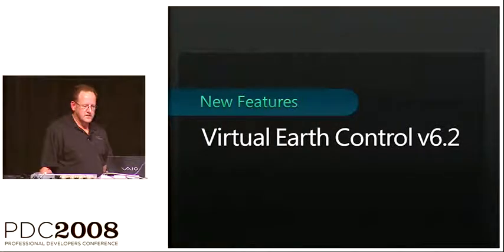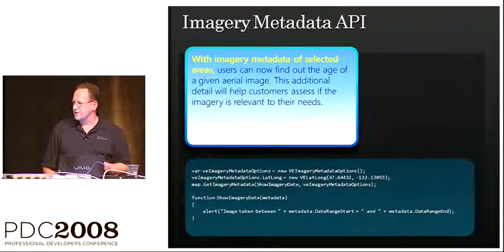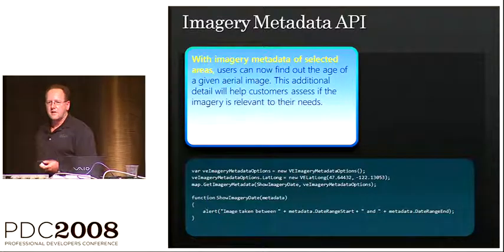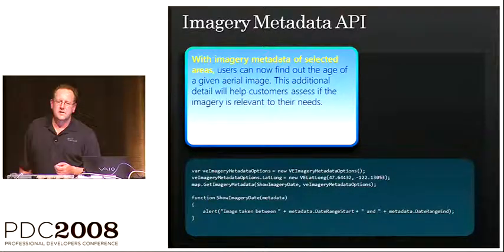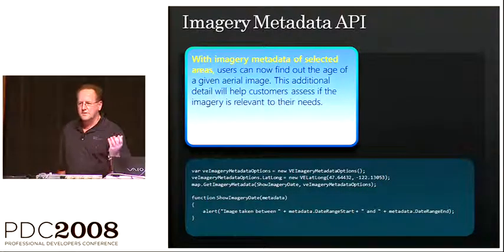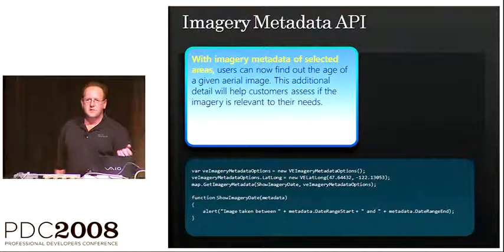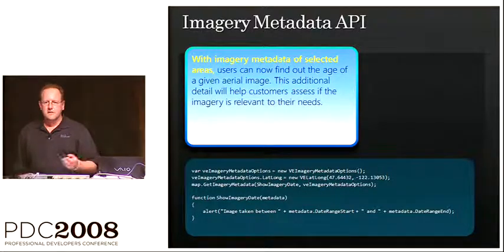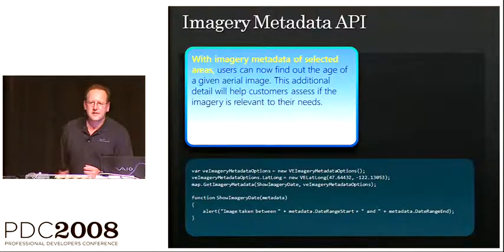So let's do a little deep dive on our new Virtual Earth 6.2. One of the first things I want to talk to you about is our ability to expose our imagery metadata. This is a feature that a lot of customers have been asking us for a long time, in that they would look at a map and see aerial imagery and say, how old is that image that you've got in there? And for the longest time, we just couldn't tell them.